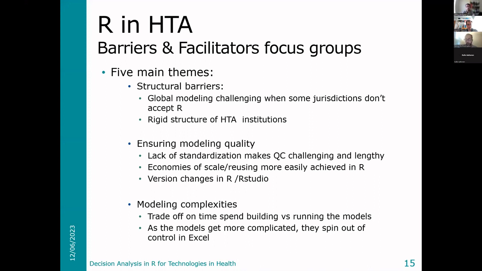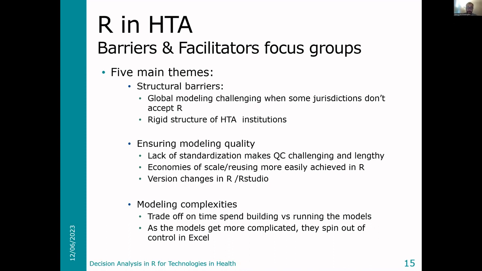There's a long list of barriers and facilitators, but I'm just giving you the two or three bullet point highlights of each thing. So the other thing that was identified was modeling, ensuring modeling quality. Back to this concept of standardization, the fact that we don't have a standardized approach to building HTA models makes quality control sometimes challenging. And it could also take time because you might have to learn how to review a different way of building a model.